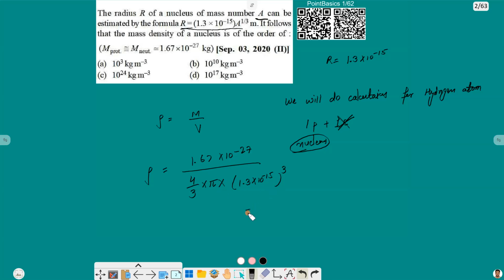So when we solve it further, what will we get? We will get 0.181 into 10 raised to the power 18, and that can be written as 1.81 into 10 raised to the power 17. So if we just want to find the order, that order will be 10 raised to the power 17. That is option D here. So option D is the right answer.